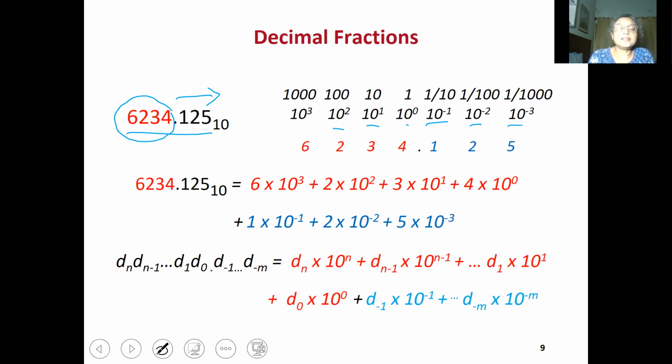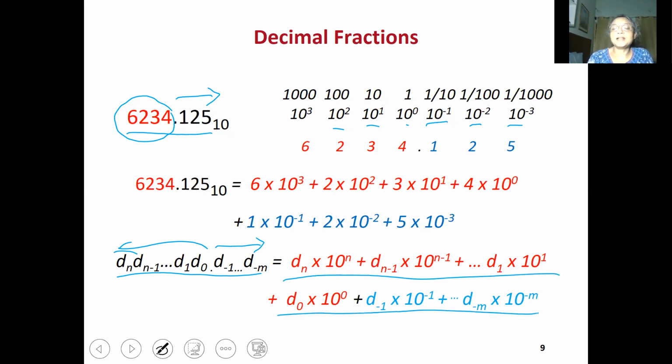So in general, if we have a number like this, which has n digits to the left of the decimal point and m digits to the right of the decimal point, we can compute the value of the number by multiplying each digit with its place value.